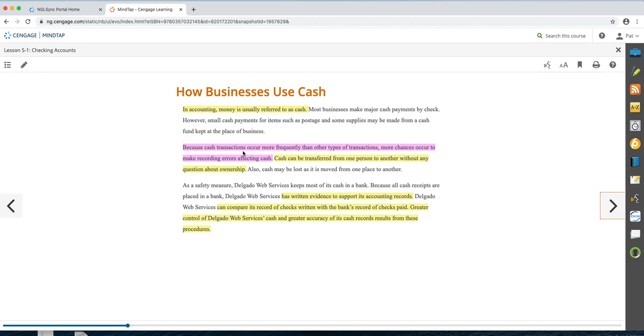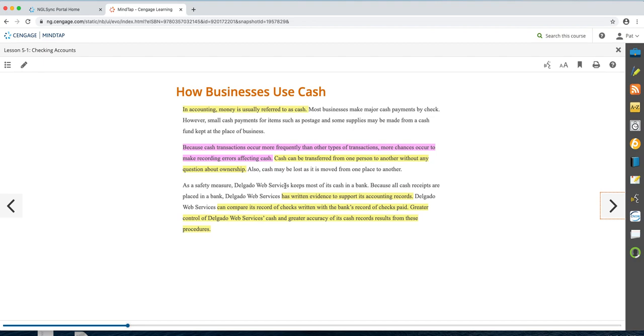When they talk about cash, most transactions of cash are going to happen frequently. So eventually we'll get to something called cash receipts and cash payments journals. We're not there yet, but we will eventually get there because these cash transactions occur frequently when you're paying bills and collecting money. Cash can be transferred from one person to the other. We'll do that when we write checks. They make a big deal about transferring it. We're ordering the bank to pay from my bank to your bank if I was writing you a check.